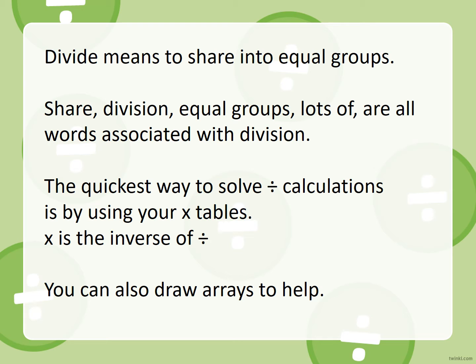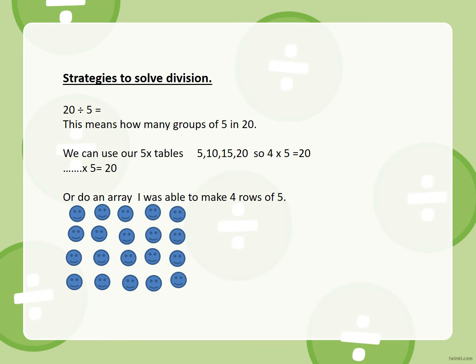And the quickest way to solve a division calculation is by using your times tables. And this is because times is the inverse of division. It's the opposite. You can also draw arrays to help. So here is an example. 20 divided by 5. This means how many groups of 5 are in 20.